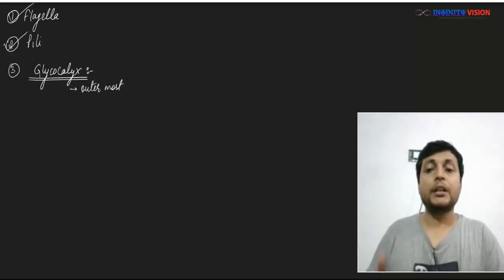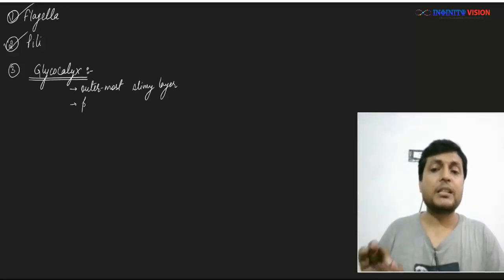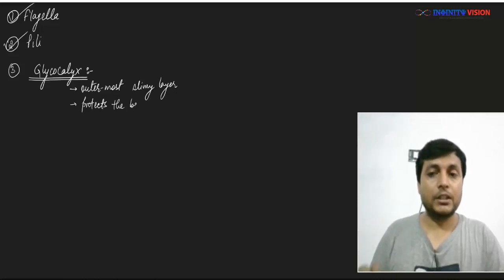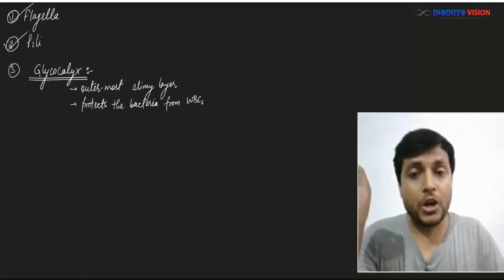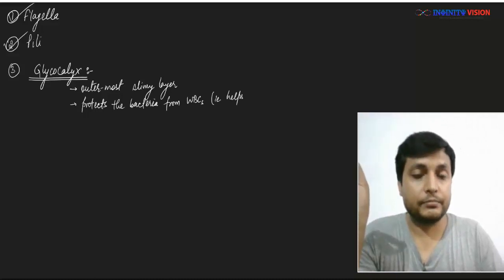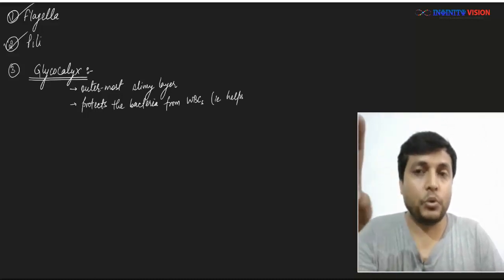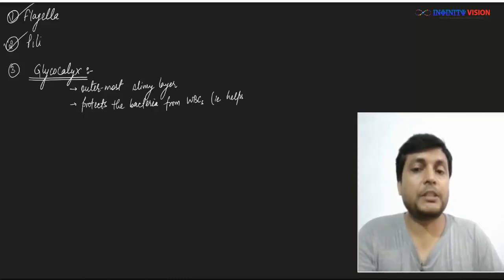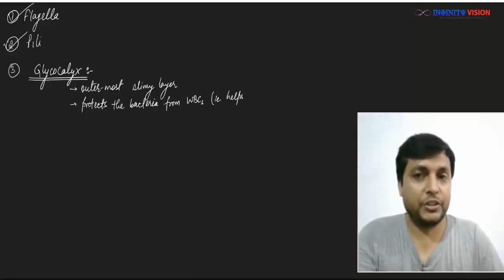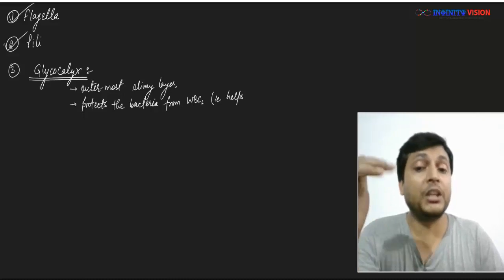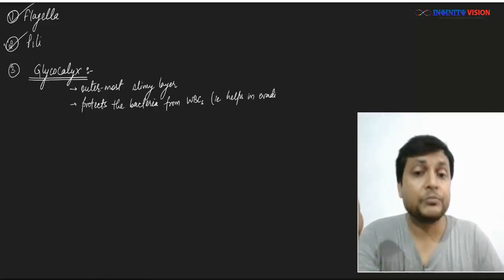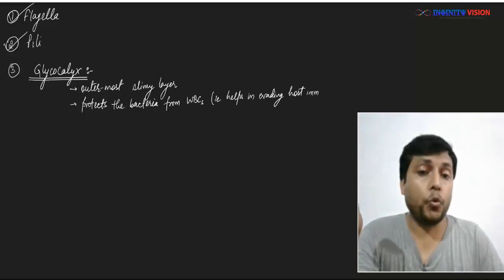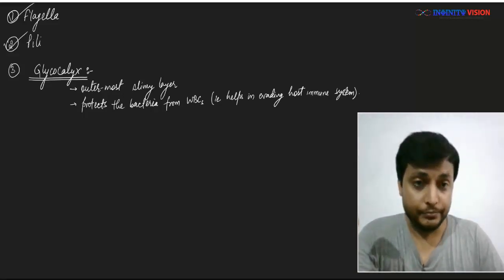It is the outermost slime layer. What is its function? It protects the bacteria from WBCs, that is, white blood cells. So this glycocalyx is the outermost protective layer of the bacteria, which mainly protects it from the WBCs. That is, it helps in evading the host immune system.